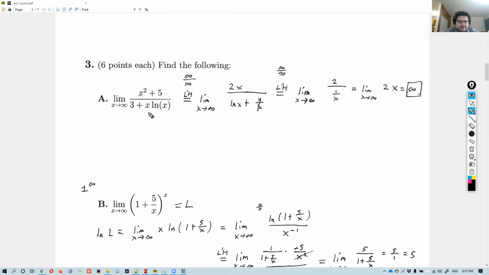We get ln of x times x over x, which is just 1. And if you plug into this, you get infinity on top and infinity on the bottom. So you can use L'Hopital's yet another time. Take the derivative of the 2x, that gives you 2. Take the derivative of ln x, that gives you 1 over x. And then that just simplifies to 2x. You can then plug in and you get infinity.